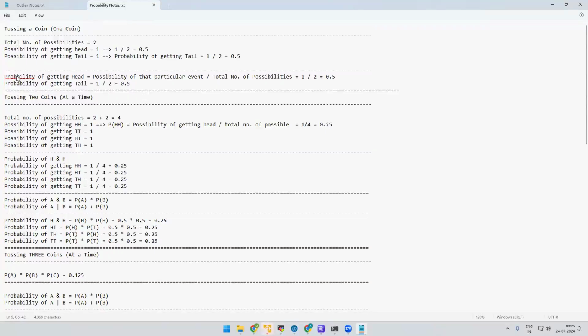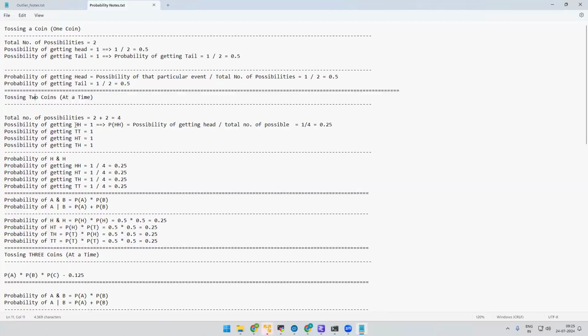So next one is, let's take that you have tossed 2 coins. So what are the total number of possibilities then? In one coin, it's 2. If it is 2 coins, 4. So the possibility of each event, in this case, each event in the sense, we toss 2 coins at the same time.